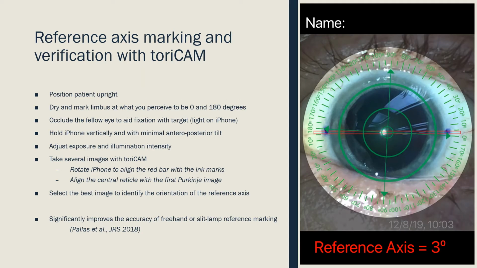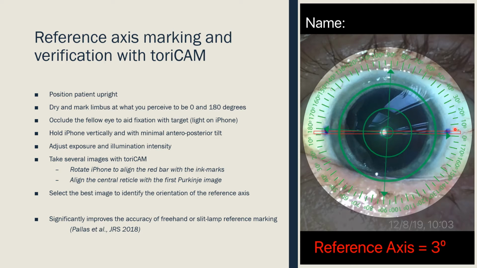So I'll just go into a bit more detail about Graham Barrett's 3-step marking technique, in which he uses the Toricam for verification. So this is a really simple and cheap, but above all very effective method of toric marking. So firstly, the patient is positioned upright. The limbus is dried and then marked at what you perceive to be 0 and 180 degrees. You then open up the Toricam app on the iPhone and occlude the patient's fellow eye, which aids their fixation with a target, which is usually the light on the iPhone.